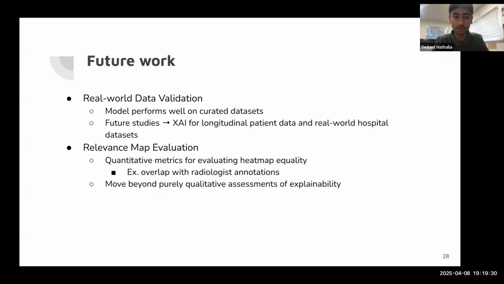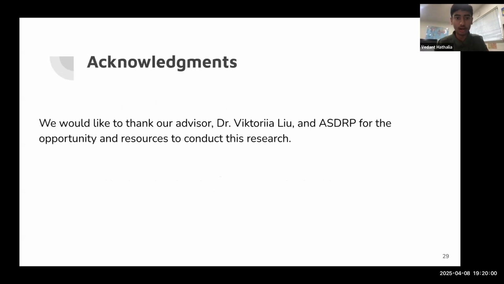The second thing is the relevance map evaluation. So instead of just qualitative metrics to analyze heat maps and the differences between specific rules and their corresponding heat maps, more quantitative metrics to evaluate that. So for example, we could do some overlap with the radiologist annotations, but instead of qualitative metrics, they could be quantitative ones. The overall goal is just to find more concrete, definitive contrast between different LRP rules to analyze which works the best in which specific situation.